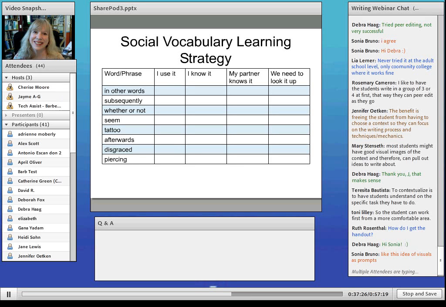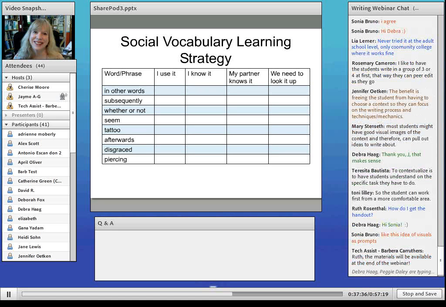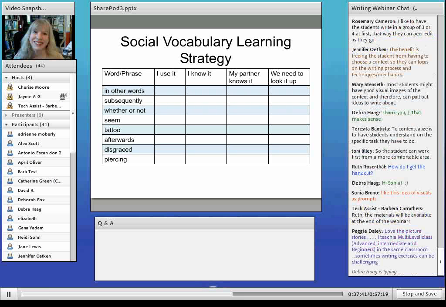So this is from an essay on body art. And I knew that they were going to be working with this language. Some of it is the academic phrasing that they're going to be using. Some of it is actual vocabulary that they need. And so by using this social vocabulary learning strategy, I can more quickly identify the gaps.